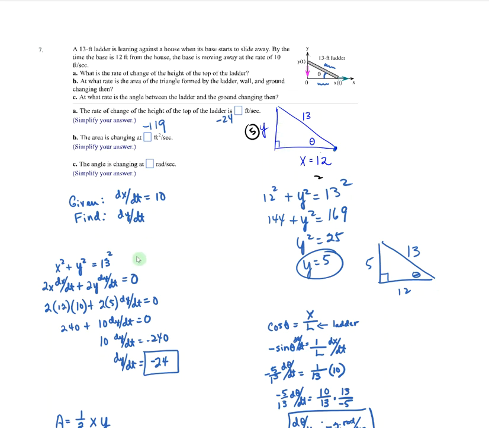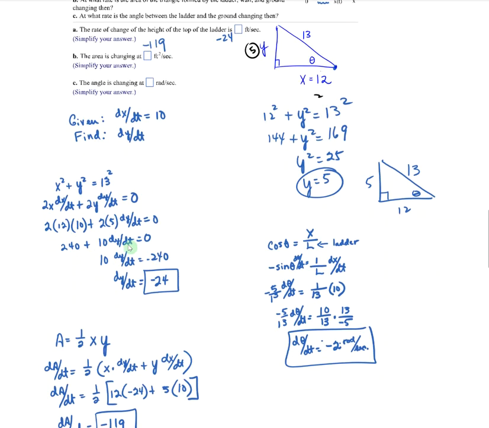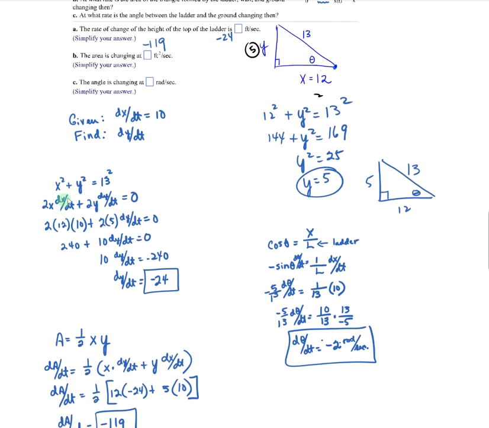So what relates those? x squared plus y squared equals 13 squared. We're not going to use these numbers yet. So if we differentiate, 2x dx/dt plus 2y dy/dt equals 0. Then we can plug in 12 for x, 10 for dx/dt, y is going to be 5, we have 2, we don't know dy/dt, that's what we're trying to find, equals 0.